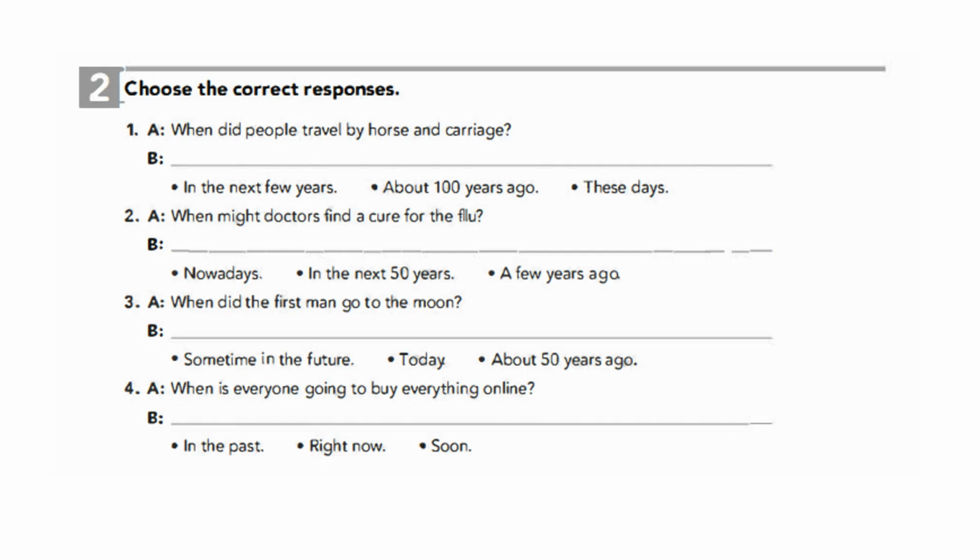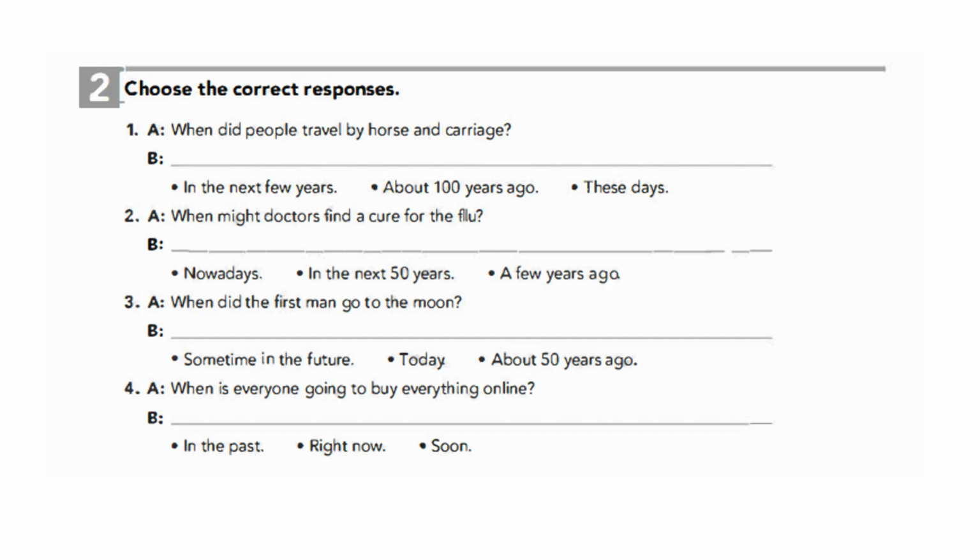When did people travel by horse and carriage? In the next few years, about 100 years ago, these days. Tell me, Sandra. About 100 years ago. Number two, excellent.